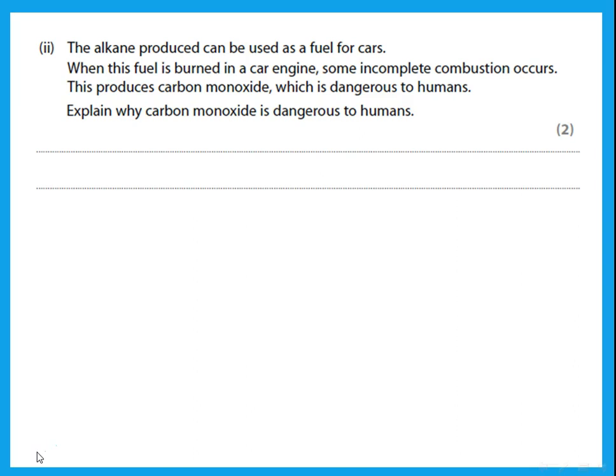Okay, the alkane produced can be used as a fuel for cars. When this fuel is burned in a car engine, some incomplete combustion occurs. This produces carbon monoxide, which is dangerous to humans. Explain why carbon monoxide is dangerous.